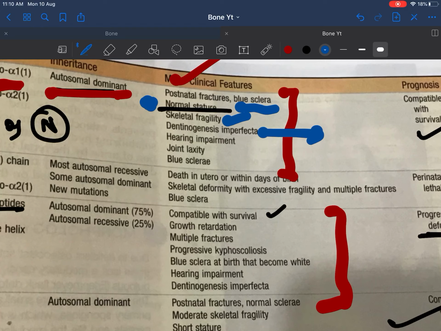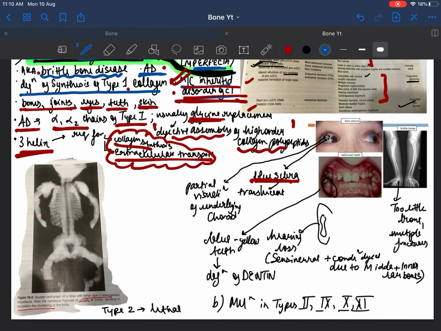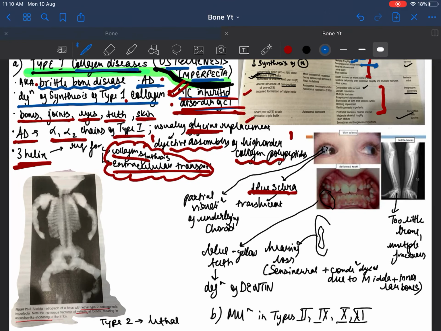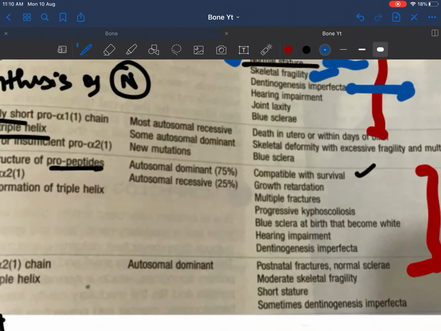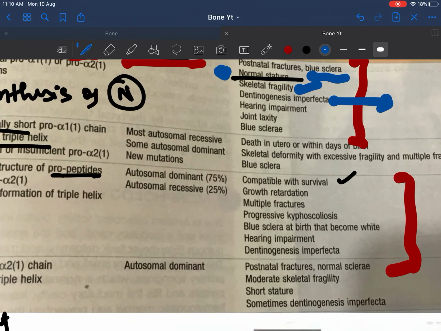There will be a hearing impairment, which will actually be sensorineural. Plus, as there are bones present in the inner ear, the inner ear bones will also not be formed properly. So it will lead to both conduction defects and it will be sensorineural also. So sensorineural plus conduction defects is the hearing impairment classically seen in osteogenesis imperfecta.